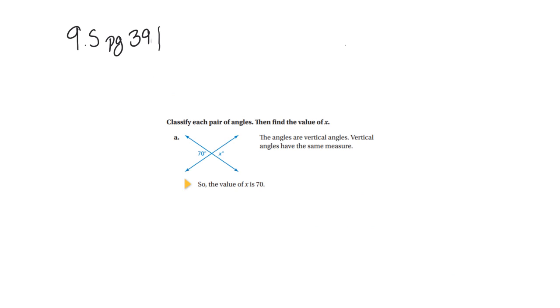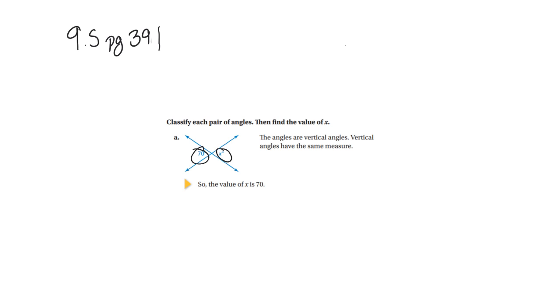So now I am on page 391. I'm doing example two, and now we're going to take what we know about different types of angles and try to figure out some missing values. So we're going to go back to doing some equations and some of that pre-algebra we did earlier in the year. So first, each of these says classify the pair of angles and then find the value of x. So these are two angles that are opposite each other. And remember, angles that are opposite each other have the same measurement. So since this one's 70, that means x is 70. So that's the value of x.